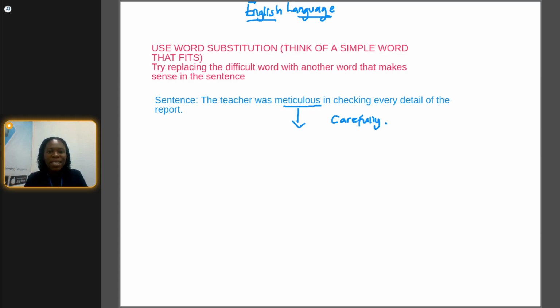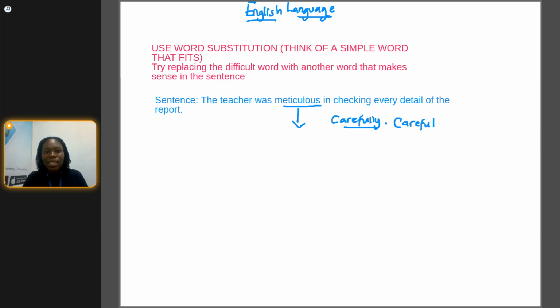The other way, the teacher was careful in checking every detail of the report. Now, do not get lost. We talked about context, and the context is the words surrounding this word. So all of these words, we cannot isolate them to determine what this word is. So even though we need to substitute this word for a simpler word that we're very familiar with, you need your context to determine. So it's from the context of checking every detail that we came about this word carefully or careful.